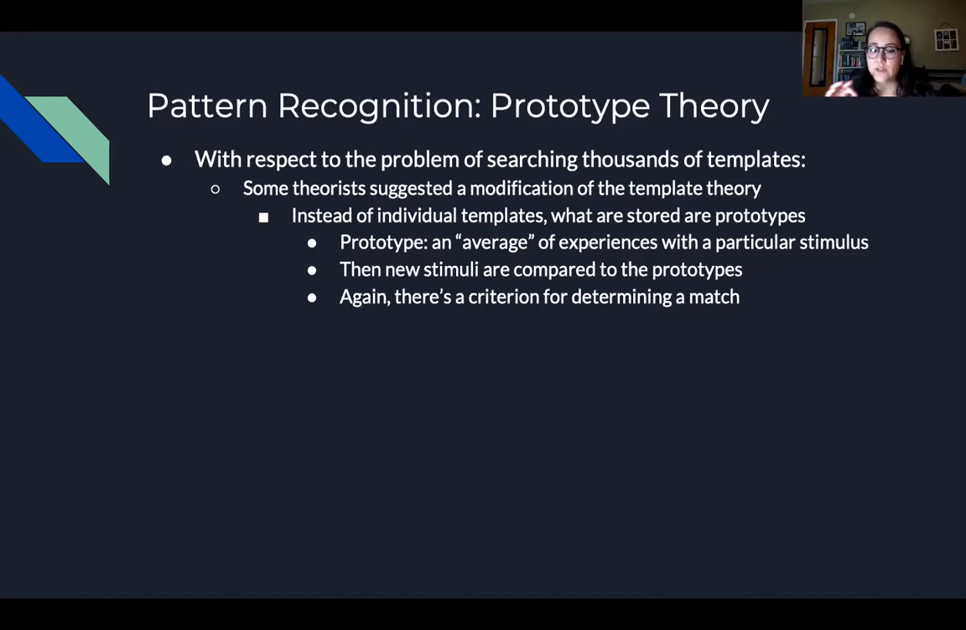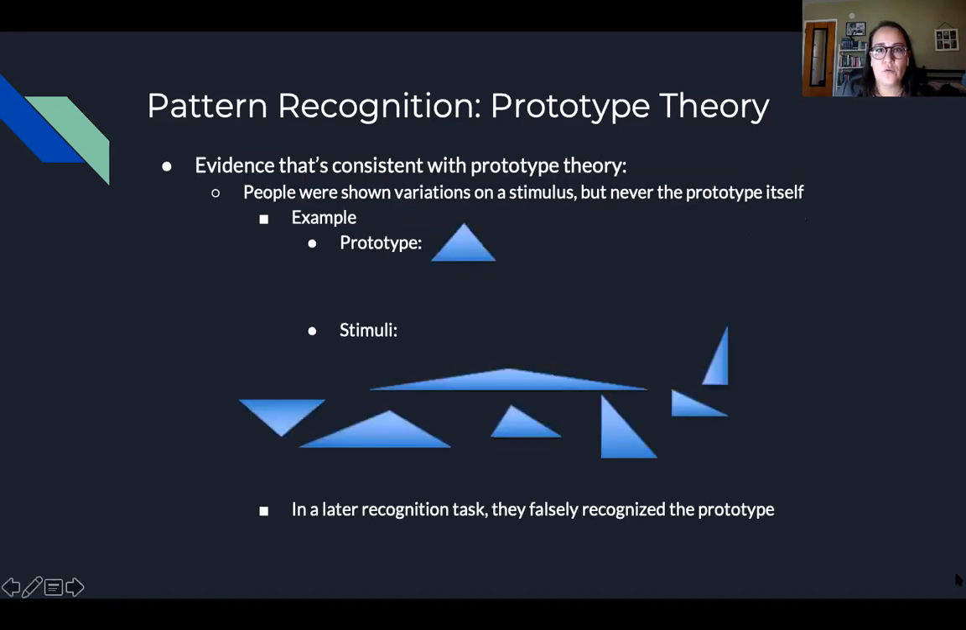And because this prototype is not a perfect copy of everything that we've ever seen, but more of an idealized representation of something, we're not always going to have a perfect match. So again, like with template matching, we would need a criterion or a threshold involved in the matching process in order for us to say, oh yeah, okay, that little dachshund, yes, that is a dog. Okay, got it.